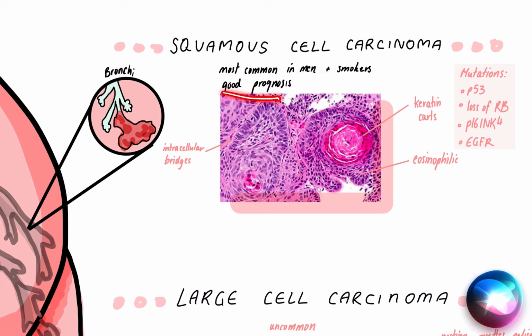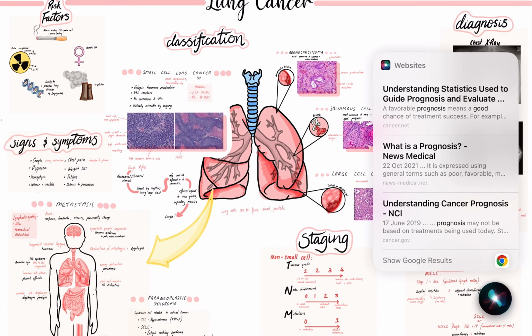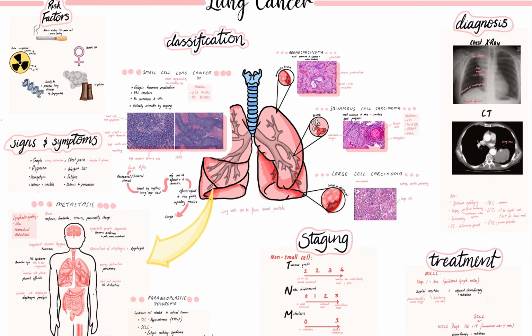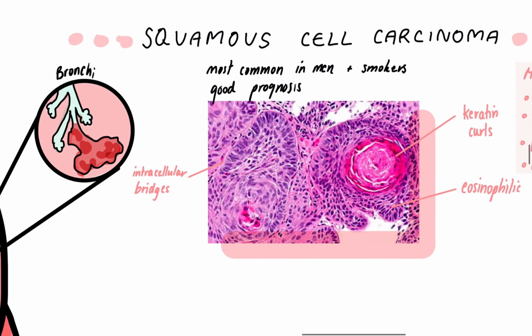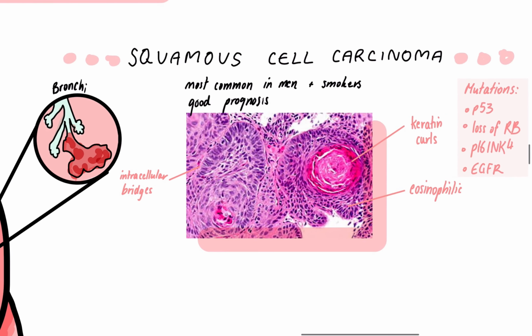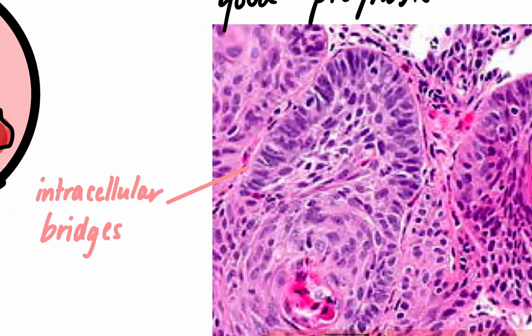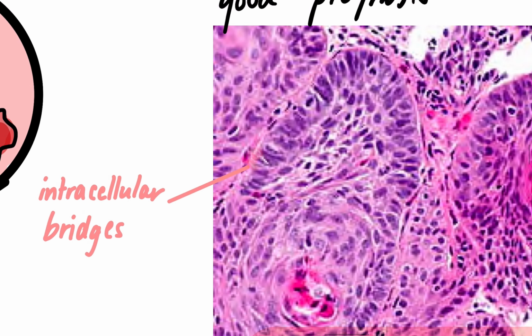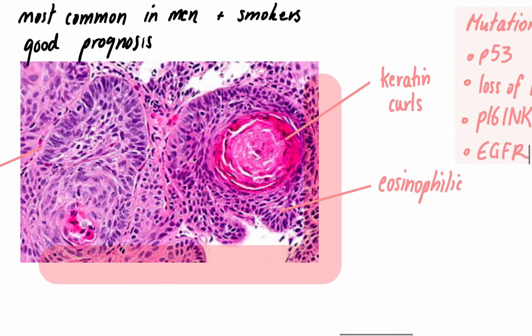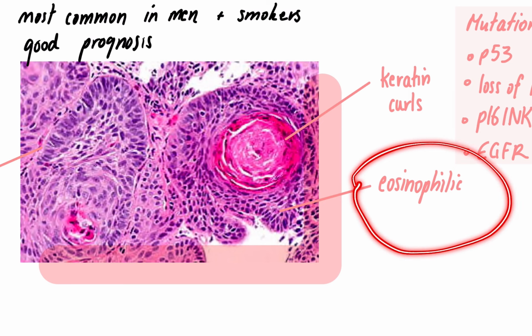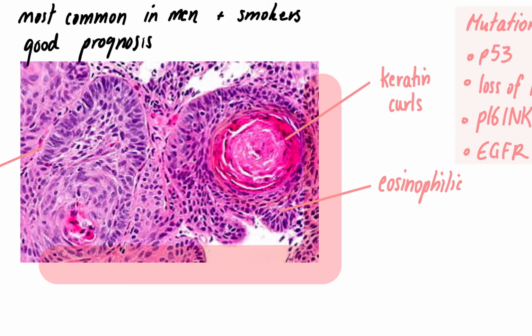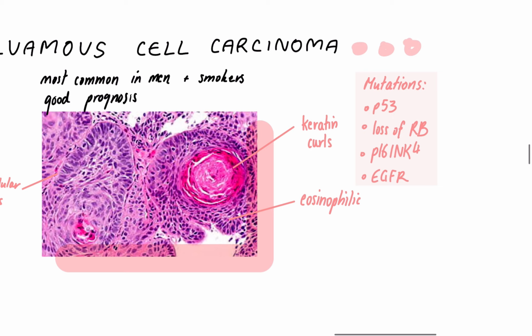If you're looking at a histological biopsy of the squamous cell carcinoma, you're going to see, apparently, intercellular bridges, as well as keratin curls, and you're going to see that the stain is very eosinophilic, or pink. The mutations that it's associated with include P53, loss of RB, etc. Not going to name all of them.